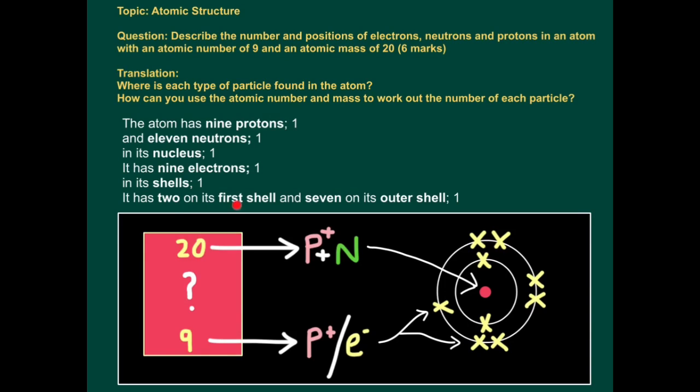So the first shell takes 2 electrons, so it has 2 on its first shell and 7 on its outer shell, or second shell. So this really allows you to use the periodic table to answer a question. You don't need anything else other than the periodic table to work out a lot of this.